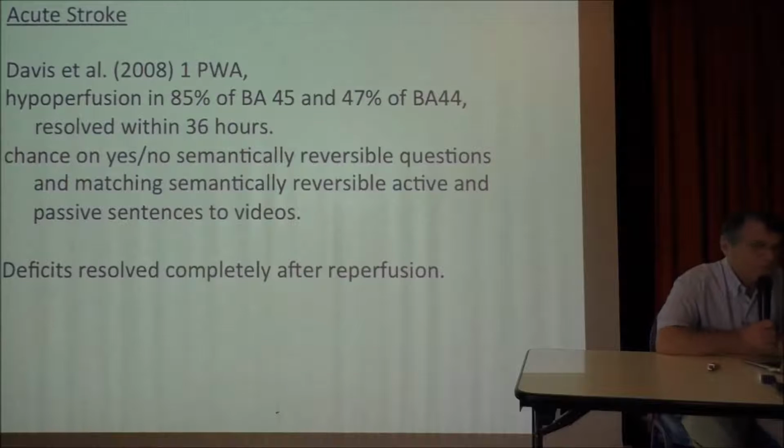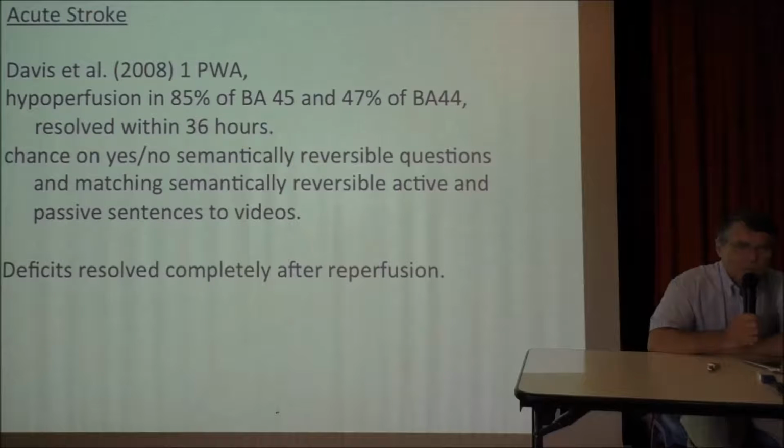not infarcted. So Davis looked at one patient, found that there was hypoperfusion of 85% of Brodmann area 45 and 47% of 44. That resolved over 36 hours, so naturally. This patient was at chance on semantically reversible yes-no questions and matching semantically reversible active and passive sentences to video, so had a major problem with reversible sentences.